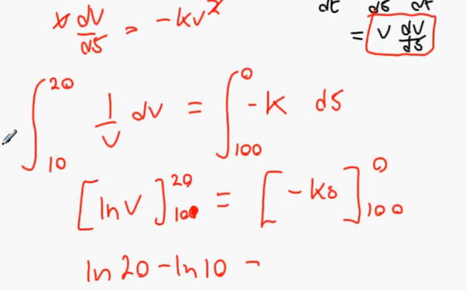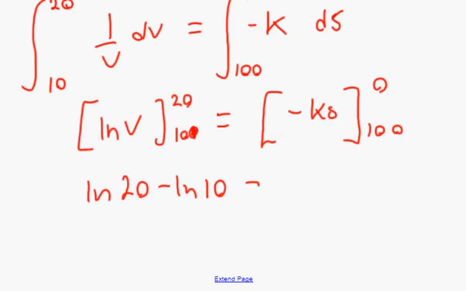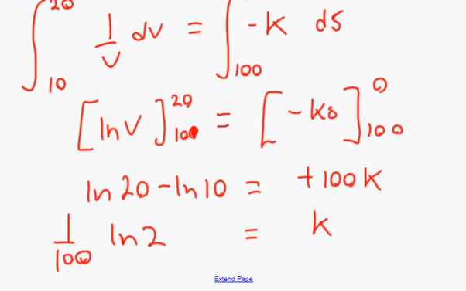We're going to get ln 10 minus ln 20, and we're going to get a minus 100k on the other side. ln 20 minus ln 10 is going to be ln 2, and therefore bring the 100 underneath, and we get 1 over 100 ln 2 is the k value. So by matching up our formula at the start to what information we had, we could determine what k is quite quickly.